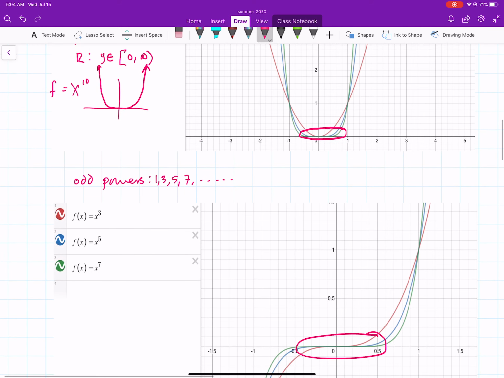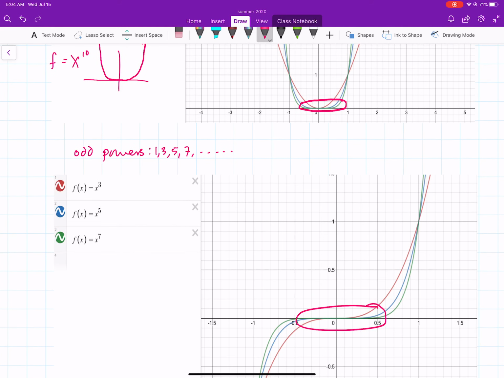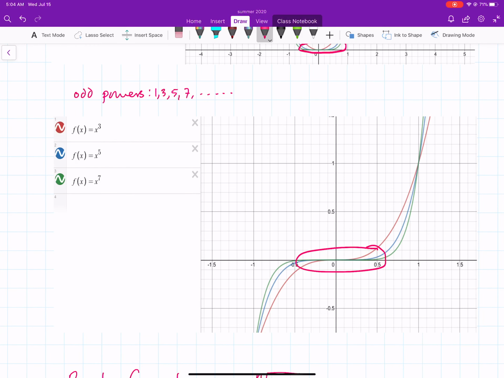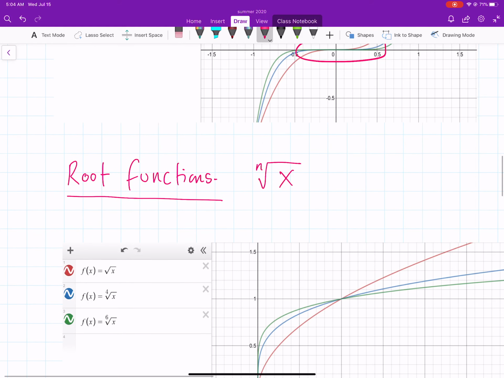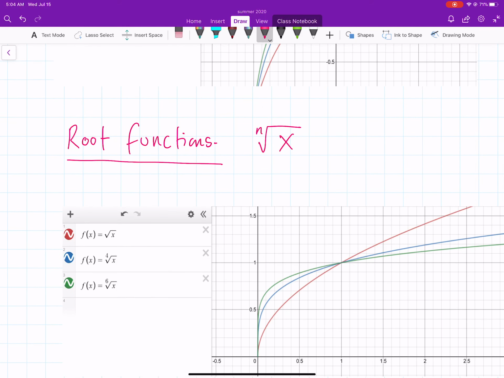So you recognize these and you're able to use it to help you scale certain functions that don't come readily to you. But if it's odd powers, this is how it looks. It's increasing from left to right in all cases, but it's flattening out at the what? At the 0 point. All right, now let's look at root functions. So root functions, again, is something that has a radical in it. Again, let's look at even powers.